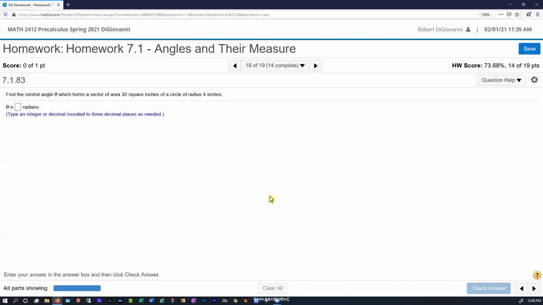All right, next one. Okay, so this has to do with the area. So we have a formula now.